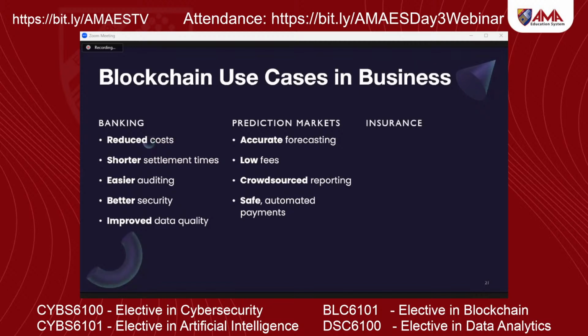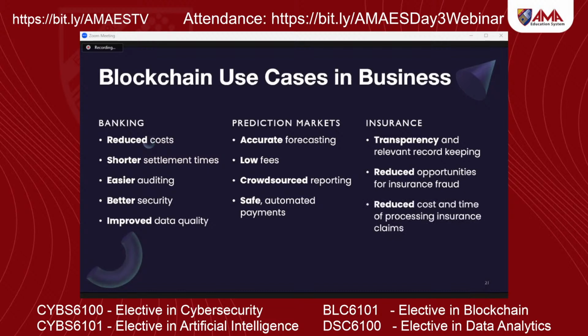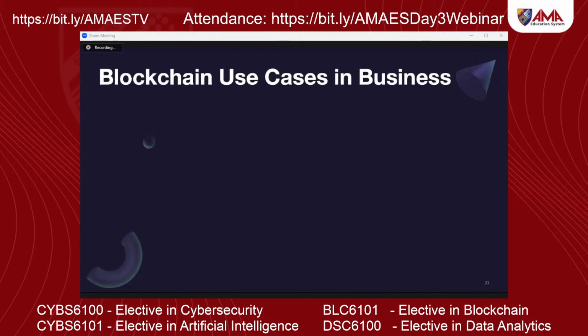Insurance, under insurance industry: transparency and relevant record keeping, reduce opportunities for insurance fraud, and reduce cost and time of processing insurance claims. Okay, so instant lang, using blockchain, makapagbayad ka na kagad ng mga bayad or makapag-claim ka na kagad ng mga insurance policies. Okay? And improve customer engagement.